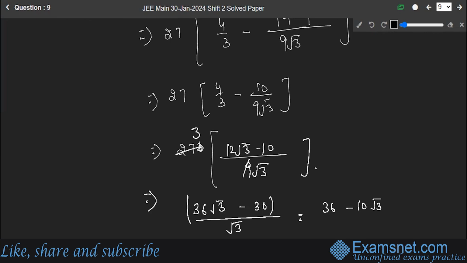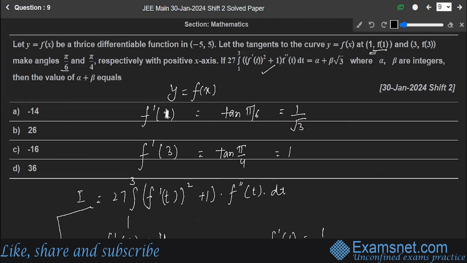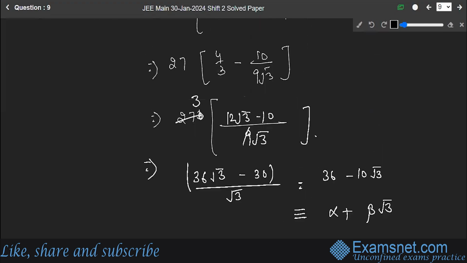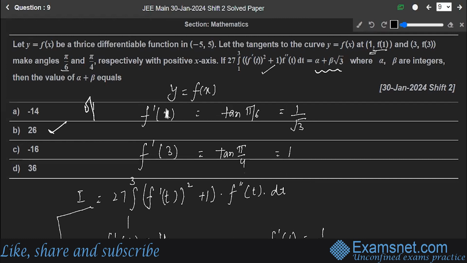Right. So let's compare it with the given one. You are given that this is equal to alpha plus beta root 3. This gives me alpha is 36 and beta is equal to minus 10. You have to find out alpha plus beta, which is 26. So this is the answer to the question. Option B stands to be the right answer. Hope you're clear with this. Let's move to the next question, number 10.